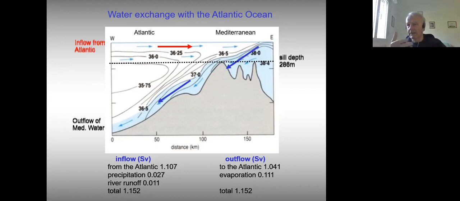So that's almost an order of magnitude larger water flow than the discharge from the rivers. Now you can see how important the water exchange or water flow within the ocean is with respect to the contribution of other boundaries like rivers and so forth.